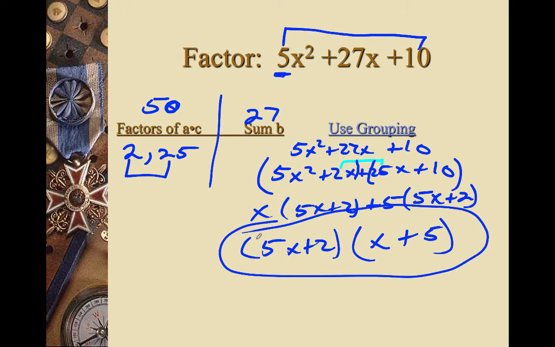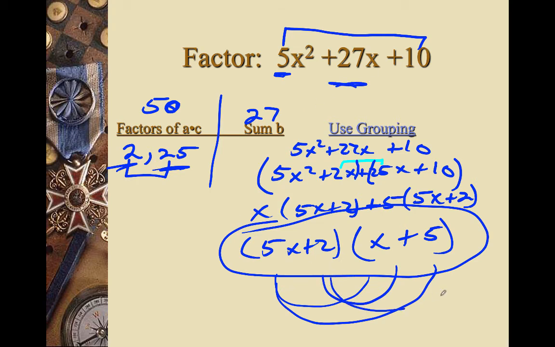How do you check your work? Boil it back together. 5x squared plus 25x plus 2x. Hey, that's that 25 and 2. That's that 27. And then I get plus 10. And it works every time.